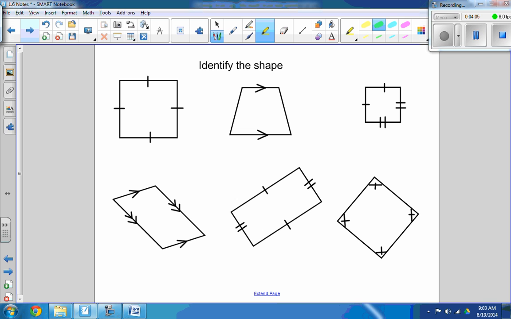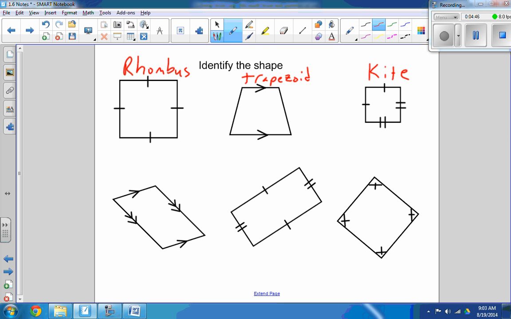So let's identify these shapes. Now we have to be careful. We can only identify shapes based on what is indicated. So this first shape is a rhombus. The reason I can identify that as a rhombus is all 4 sides are congruent. This second shape is a trapezoid. This third shape is a kite. These consecutive sides are congruent.